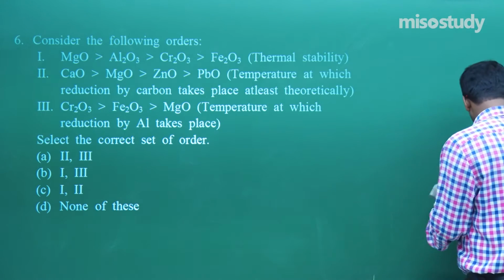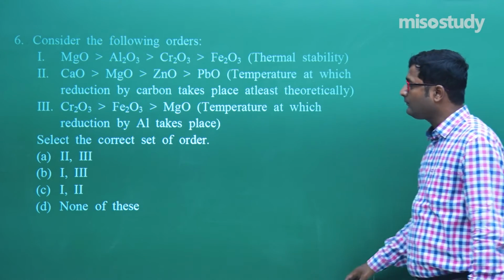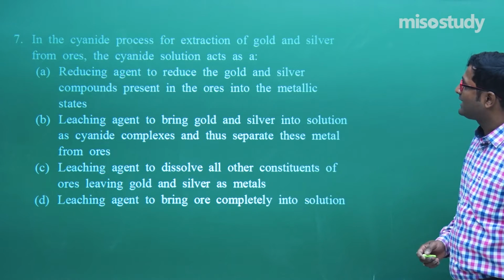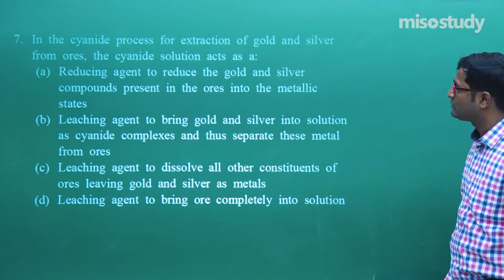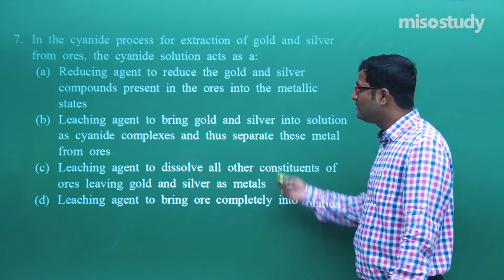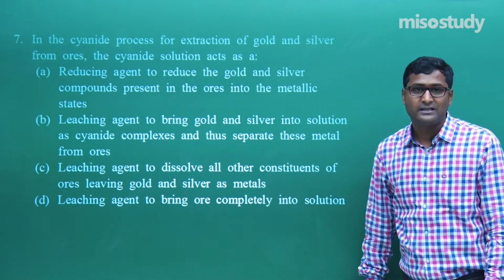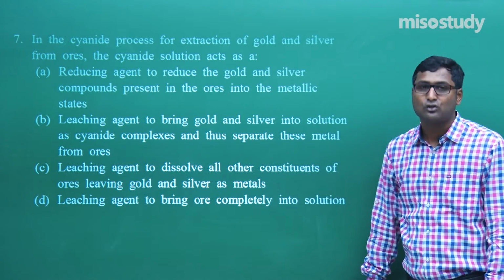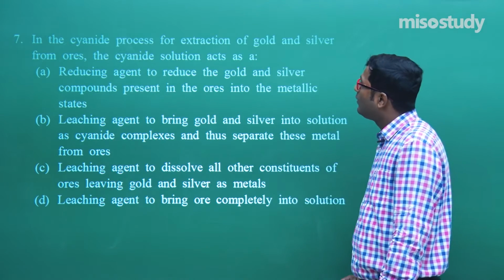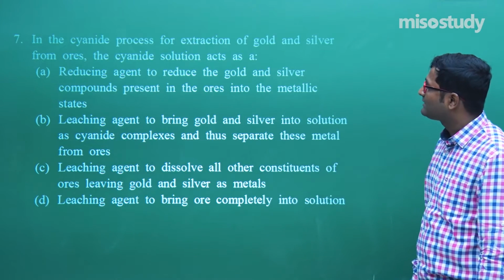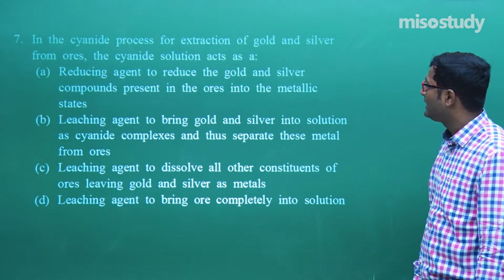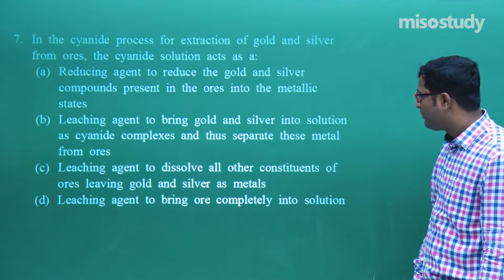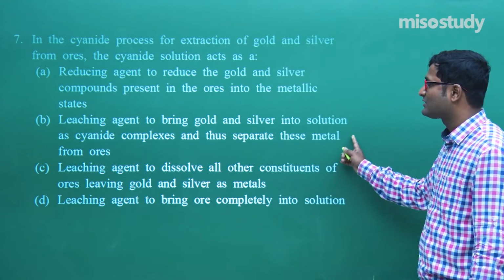Now let's move to the next question. In the cyanide process for extraction of gold and silver from its ore, this process is known as leaching. Leaching is used for silver and gold, and they form a solution. The cyanide solution acts as a leaching agent to bring gold and silver into the solution.